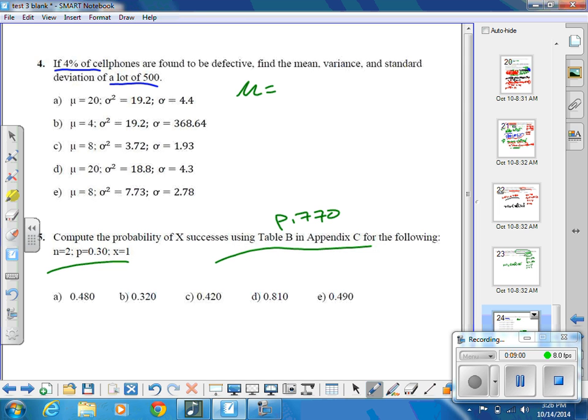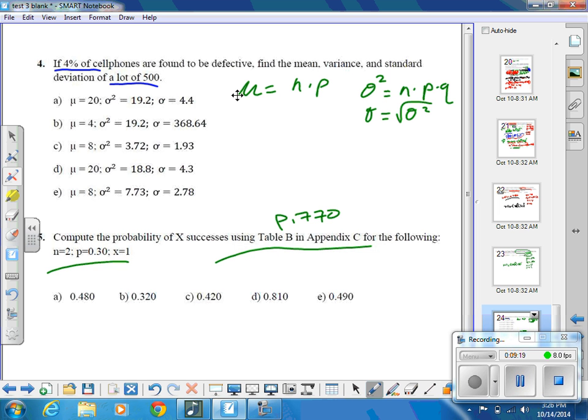Well, mu is just whatever n times p is. Variance, which is the sigma squared, is n times p times q. And of course, sigma is just going to be whatever this is, square root of it. My variance, okay? So, let's find this out.